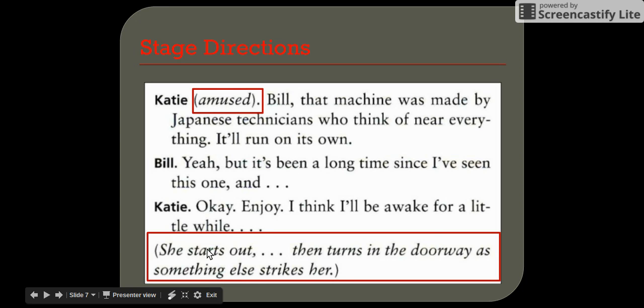And if you notice down here, again, Katie says, "Okay, enjoy. I think I'll be awake for a little while." So this is what she says. And then her stage directions of what she's supposed to be doing on stage say she starts out, then turns in the doorway as something else strikes her. So she's starting out, right? That means she's heading out of the room. She turns in the doorway and something else strikes her. This is what she's supposed to be doing on stage. That's why they're called stage directions. They tell you what you should be doing.